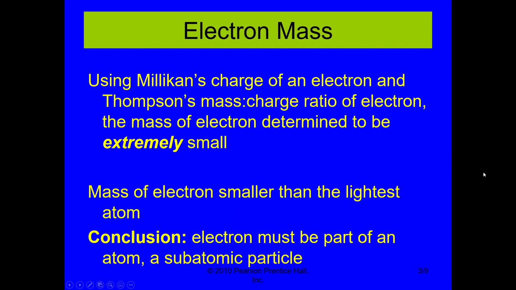Between these two experiments, a conclusion was drawn that an electron must be part of an atom, or a subatomic particle. Millikan's charge of an electron experiment and the Thomson mass-to-charge ratio of an electron combined determined that the mass of an electron was extremely, extremely small. And since the mass of an electron was smaller than the lightest atom, then it must be a subatomic particle.